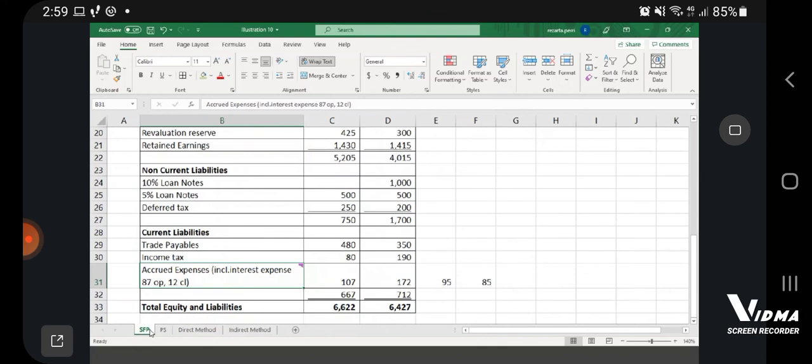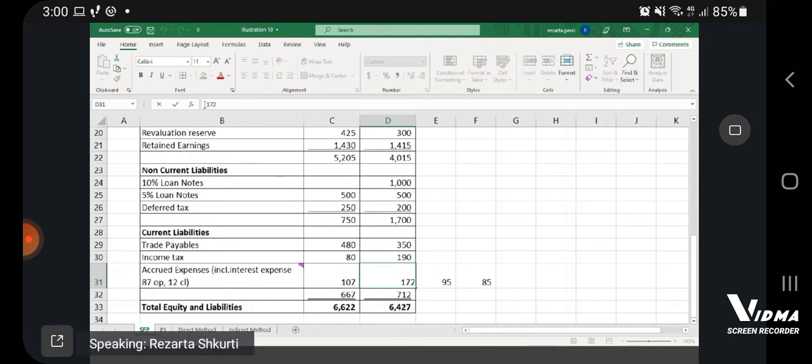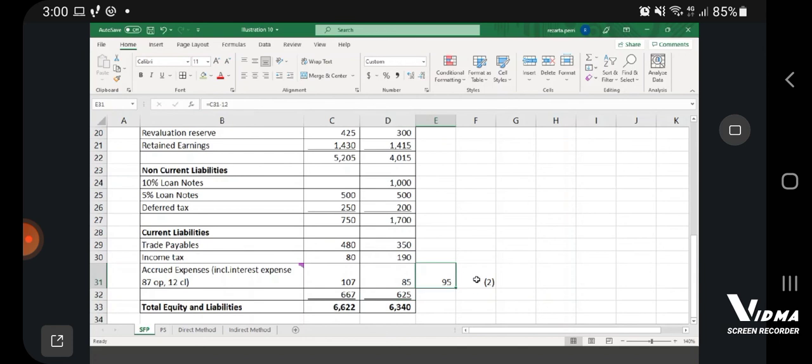Let's check about that. The total amount of accrued expenses in the beginning is 172. But part of that we saw is interest. That means that without the interest, which is 87, the opening balance of the accrued expenses will be 85.